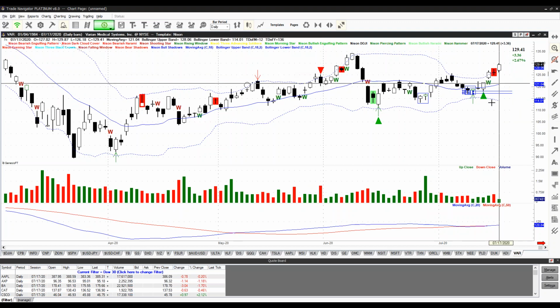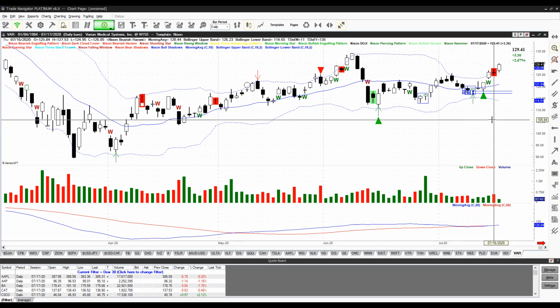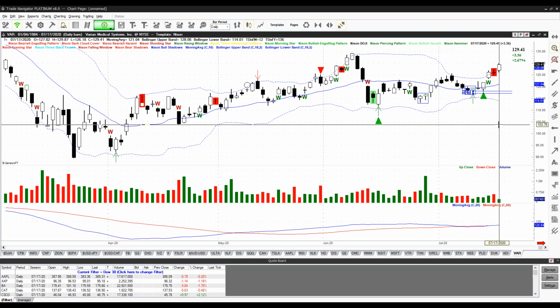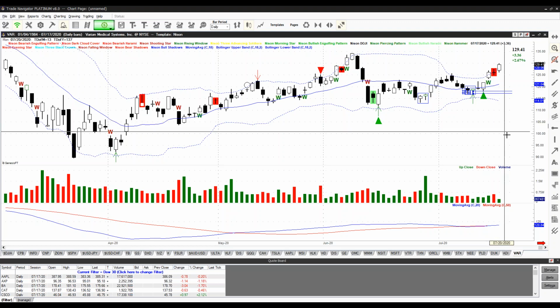So all this is designed to do using our software, but you don't need the software, but the software certainly makes it easier to scan for your favorite candle patterns. But the important thing is understanding what to do, how to use the candles.